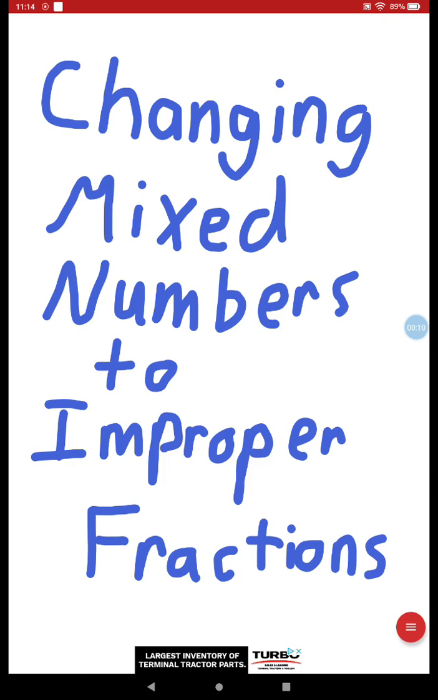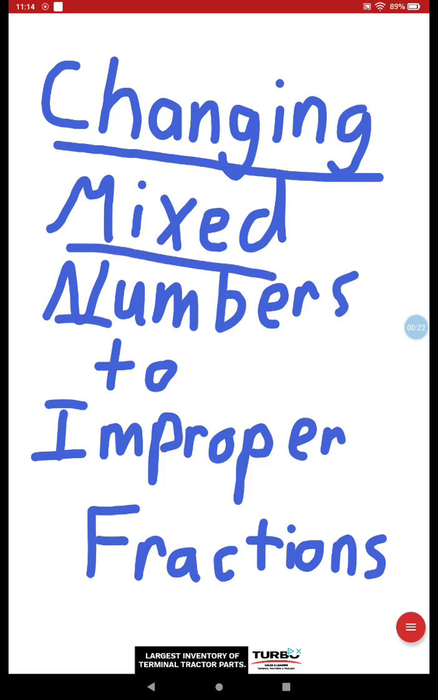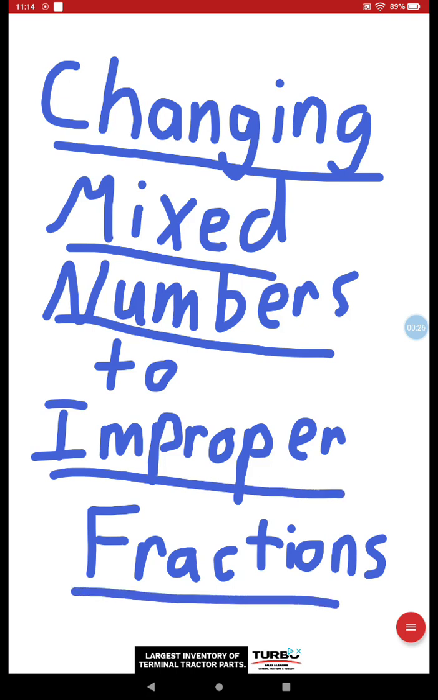Today, we're going to be working with fractions, where we'll be changing fractions again. And we're still going to be changing into equivalent fractions, but now today we're dealing with mixed numbers and changing them into improper fractions. All right, so first a little explanation.